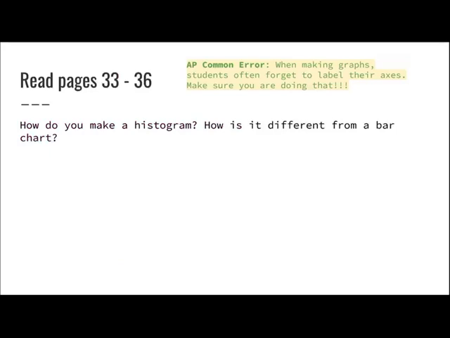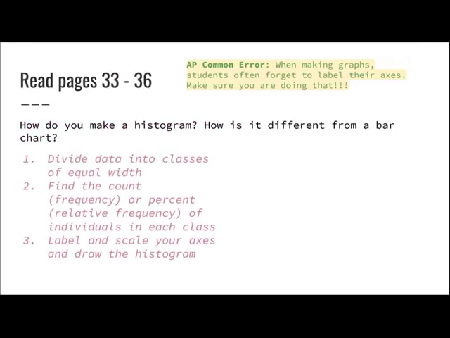So how do you make a histogram? How is it different from a bar chart? First, you want to divide your data into classes of equal width. Then, find the count, frequency, or percent, relative frequency, of individuals in each class. Label and scale your axes and draw the histogram.